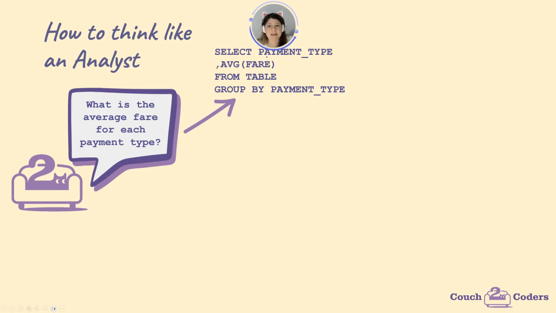We would do select payment type. We're going to average our fare. From is our taxi cab data. I just put table. And we're going to group by payment type. So we see that the average fare, this is our aggregate, what's being aggregated. And then for each payment type, that's going to be what's grouped by. Let's try another one.